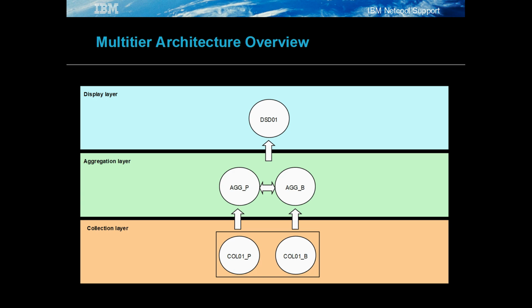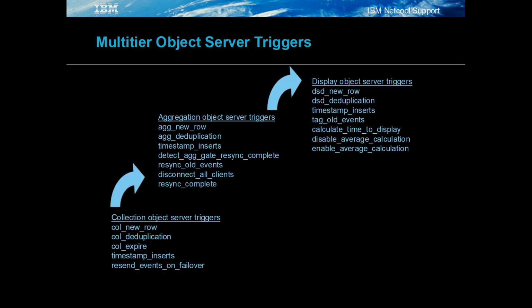The multi-tier design splits the three main functions of event collection, event processing, and event display into three layers, whilst adding resilience to each layer. Each layer has its own set of triggers, with each layer handling new events and event deduplication uniquely. The collection layer needs to expire its events as event deletion is not propagated down the object server layers.